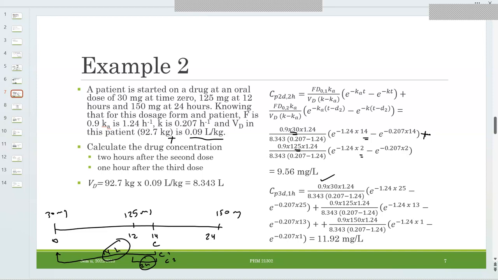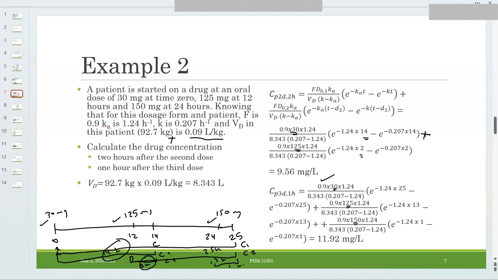Calculate the level 1 hour after the third dose. 1 hour after the third dose, then we have 3 levels. This is at 25. So concentration 25 hours from first dose. And 25 minus 12 is 13 hours from the second dose. And 1 hour from the third dose. So again, the same equation 3 times, you add them together. The difference will be in the dose, 30. The second equation, the dose 125. The third dose is 150.